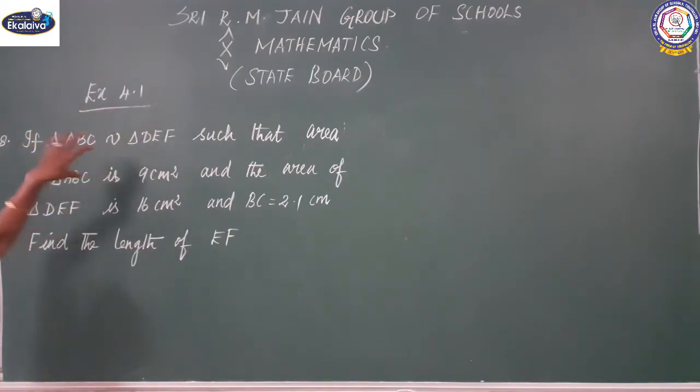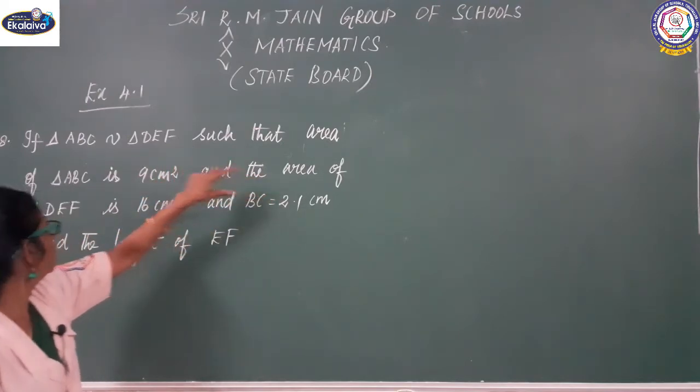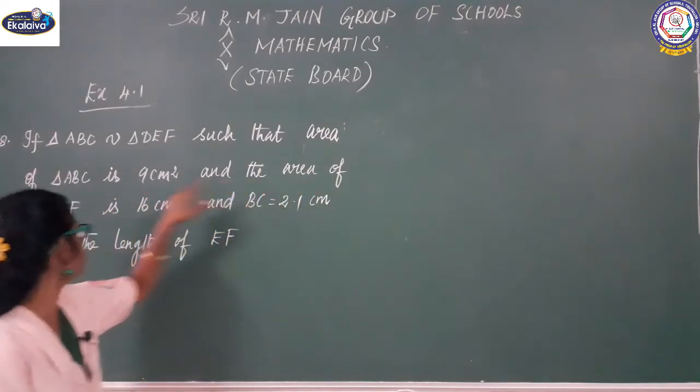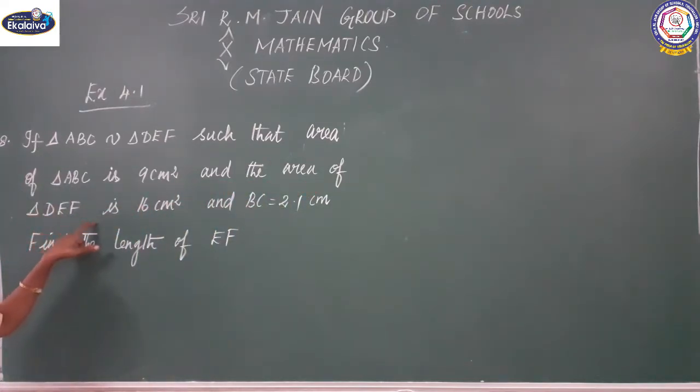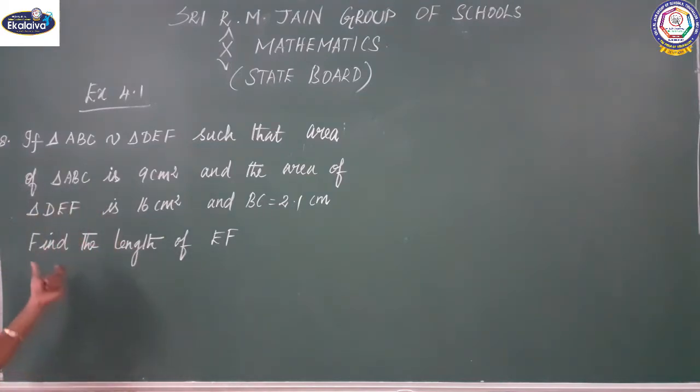Exercise 4.1, question number 8. If triangle ABC is similar to triangle DEF such that the area of triangle ABC is 9 centimeter square and the area of triangle DEF is 16 centimeter square and BC equal to 2.1 centimeter, find the length of EF.